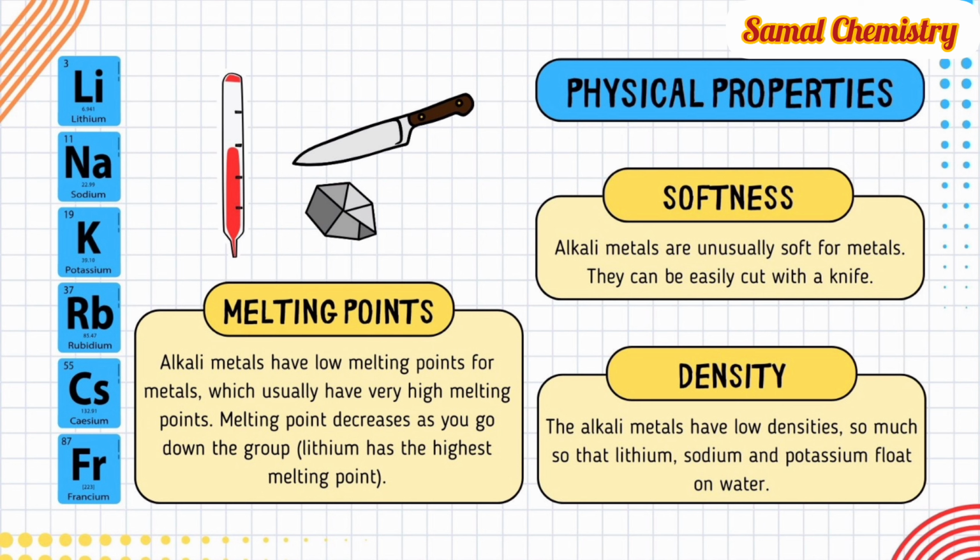Finally, let us talk about melting points. Alkali metals have relatively low melting points compared to most other metals, which usually have very high melting points. Also, the melting point decreases as we move down the group. This means lithium has the highest melting point among the alkali metals.